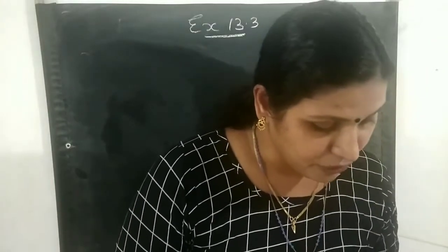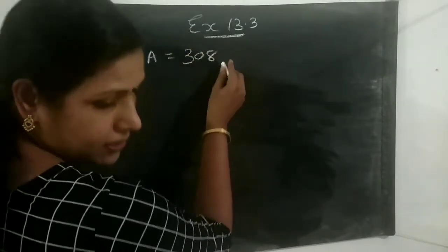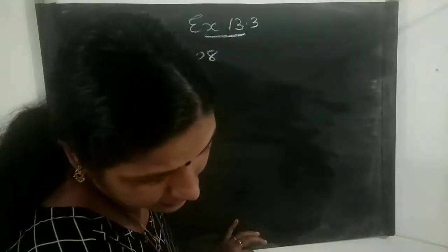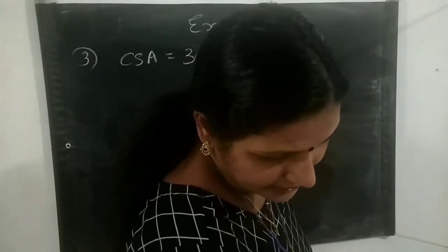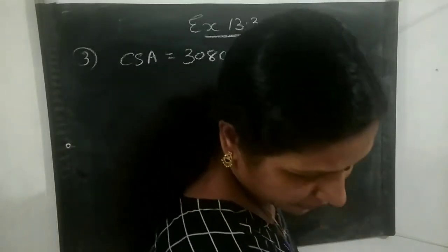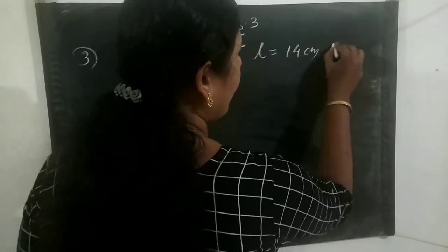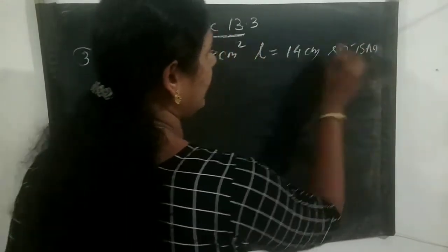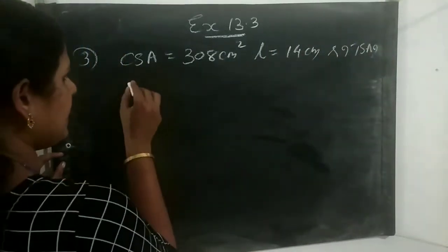Second question is homework. The third question is, curved surface area of a cone is 308. See children, here curved surface area is given. CSA is 308. What unit is it? Centimeter square. Okay. Then the next is, slant height L is 14 centimeter. Find the radius of the base and the total surface area. Find R and TSA. From this we have to find what is R and what is TSA.